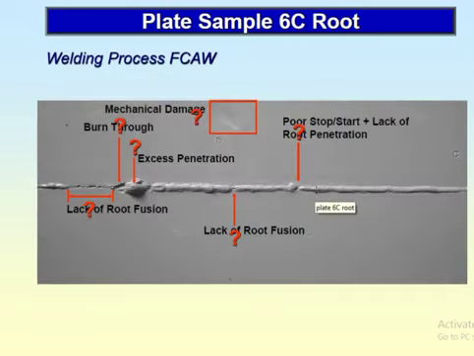You see, this is the welding process FCAW, how it looks like. FCAW, mechanical damage, one through, excess penetration, the lack of root fusion. You can see here, lack of root fusion. If you see the lack of root fusion in the 3-4 test piece, you can easily understand how lack of root fusion looks like. This is very important.